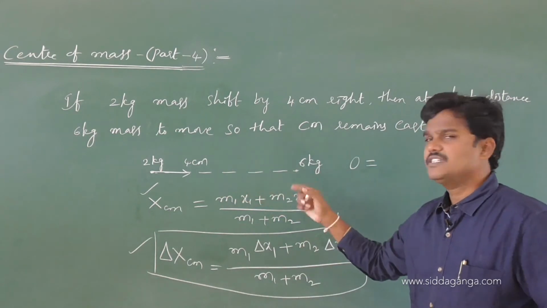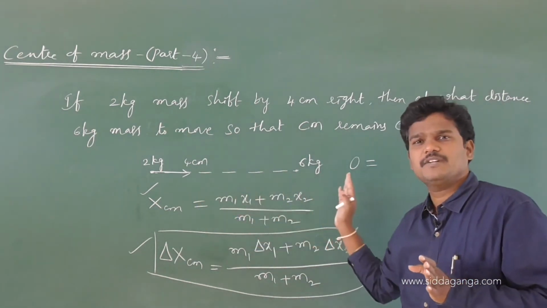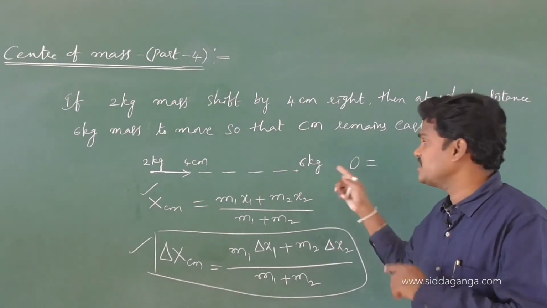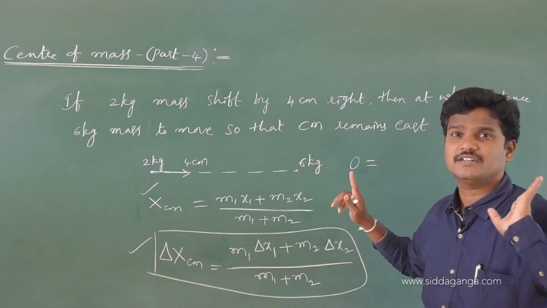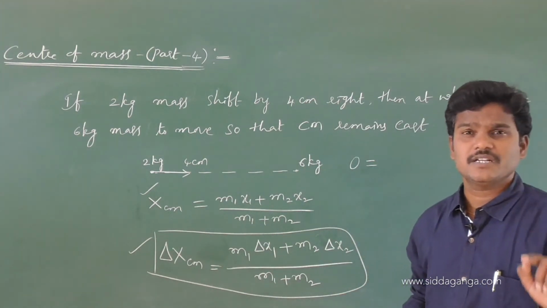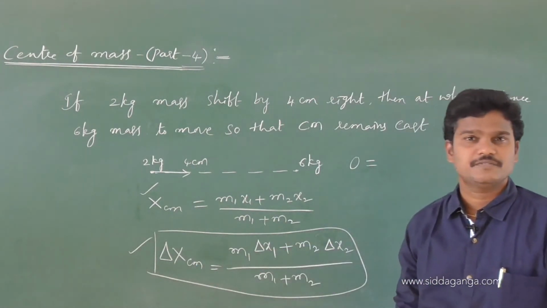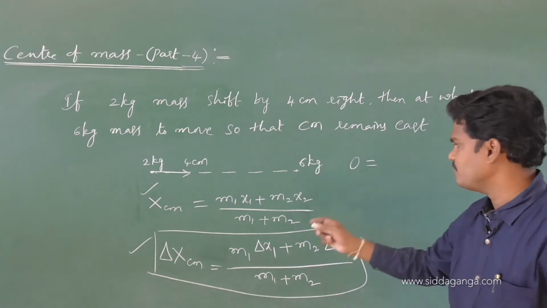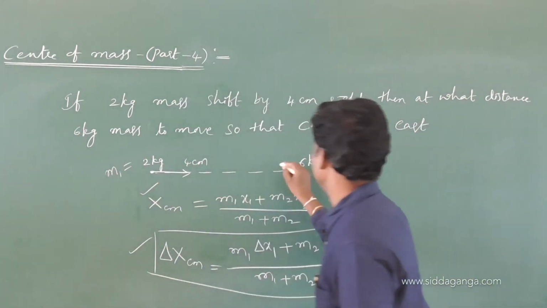2 kg, 6 kg are separated by some gap. If 2 kg moves 4 centimeter right, then at what distance you have to move the 6 kg so that center of mass remains constant? Center of mass remains constant means there is no shift in center of mass. So I am writing 0. There is no shift in center of mass means 0. So let us take this is m1 and this is m2.